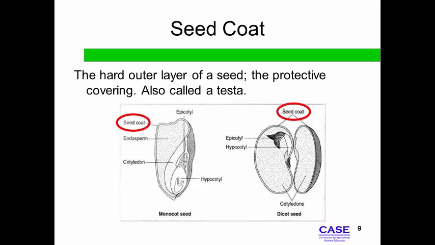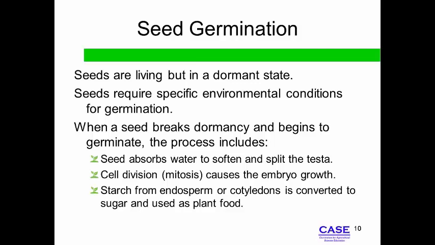The seed coat, also known as the testa, provides protection. Some seed coats are very hard and require an external force to allow water to enter. Most people do not realize the seeds are living in a state of dormancy. You will be collecting evidence that seeds respire in an upcoming activity. When environmental conditions are appropriate, the process of germination will begin.